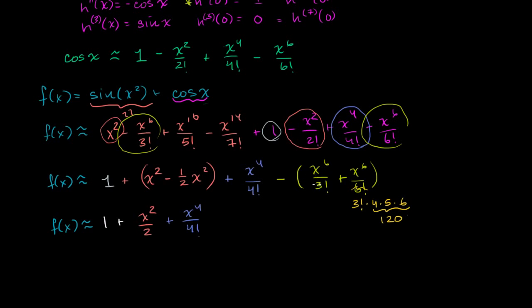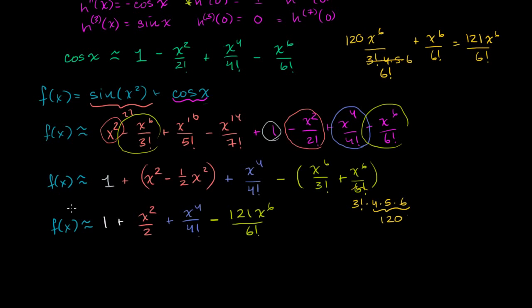So what we can do is multiply the numerator and the denominator here by 4 times 5 times 6, or by 120. I'll do this over here because I want this to be my final answer. So if I have x to the 6th over 3 factorial, I can multiply the denominator by 4 times 5 times 6, which is 120, and multiply the numerator by 120 as well. Now we have the same denominator, 6 factorial. So you have 120 x to the 6th over 6 factorial plus x to the 6th over 6 factorial gives you 121 x to the 6th over 6 factorial. And we have this negative sign out here, so it becomes negative 121 x to the 6th over 6 factorial. And we're done. We figured out the first 4 non-zero terms of our f of x.